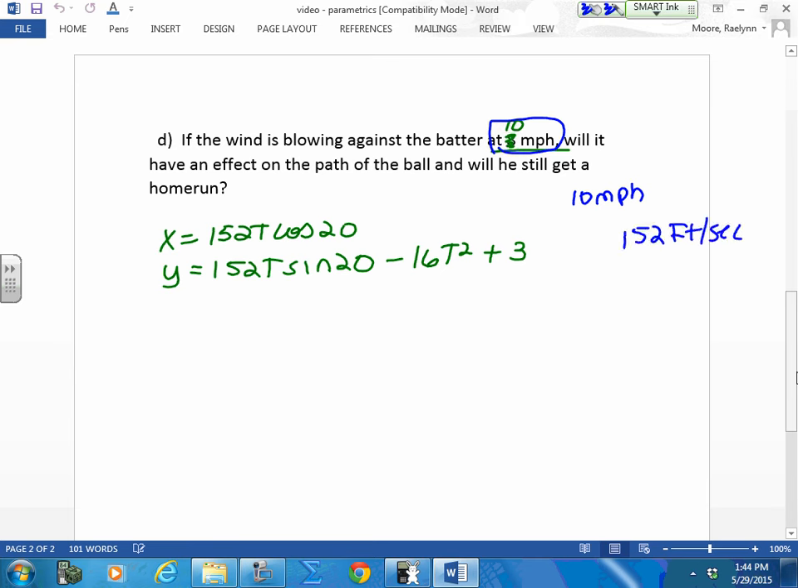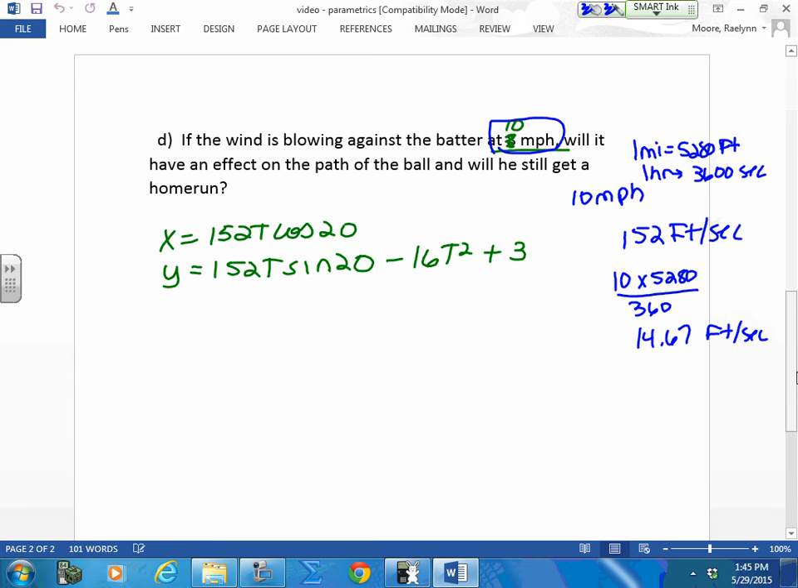So we have to convert from miles per hour to feet per second. In 1 mile, there are 5,280 feet. In 1 hour, there are 60 minutes times 60 seconds. There are 3,600 seconds. So we're going to multiply 10 times 5,280 and divide it by 3,600. And we'll get approximately 14.67 feet per second. That's how fast your wind is traveling at. That's the speed of your wind.